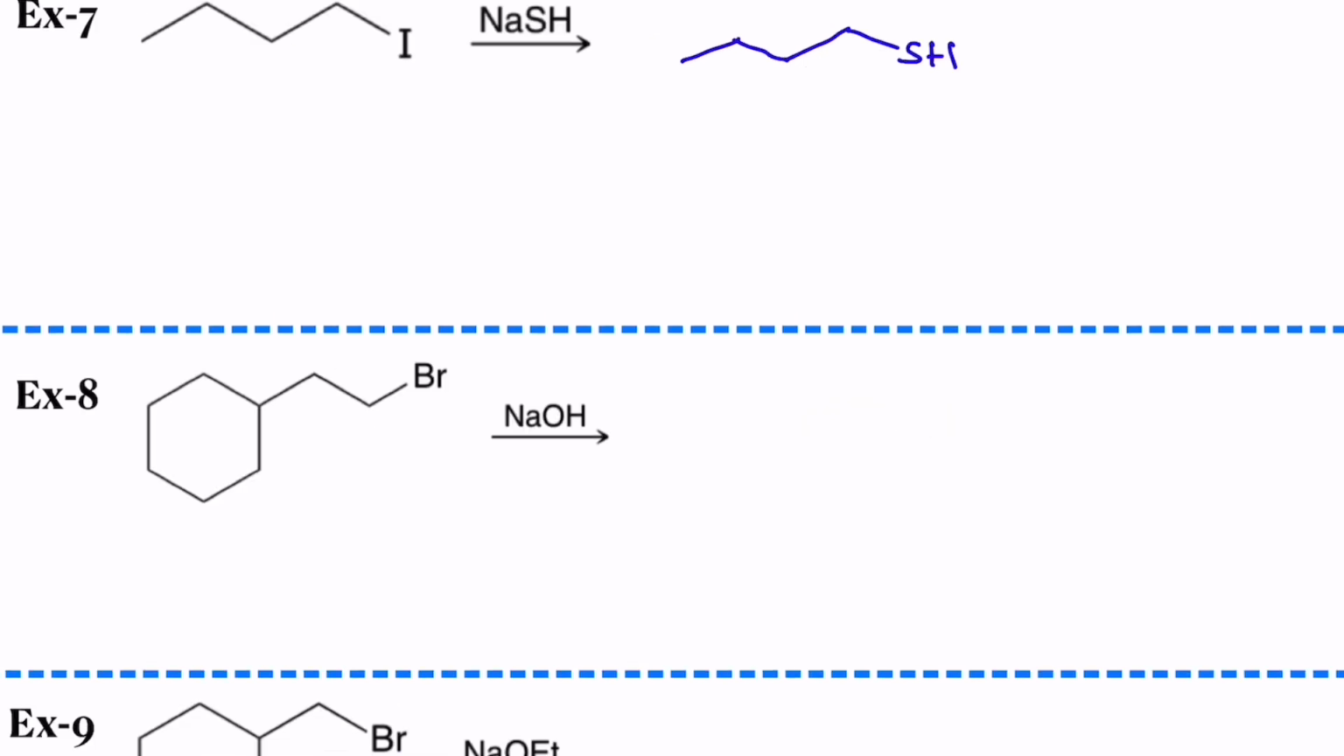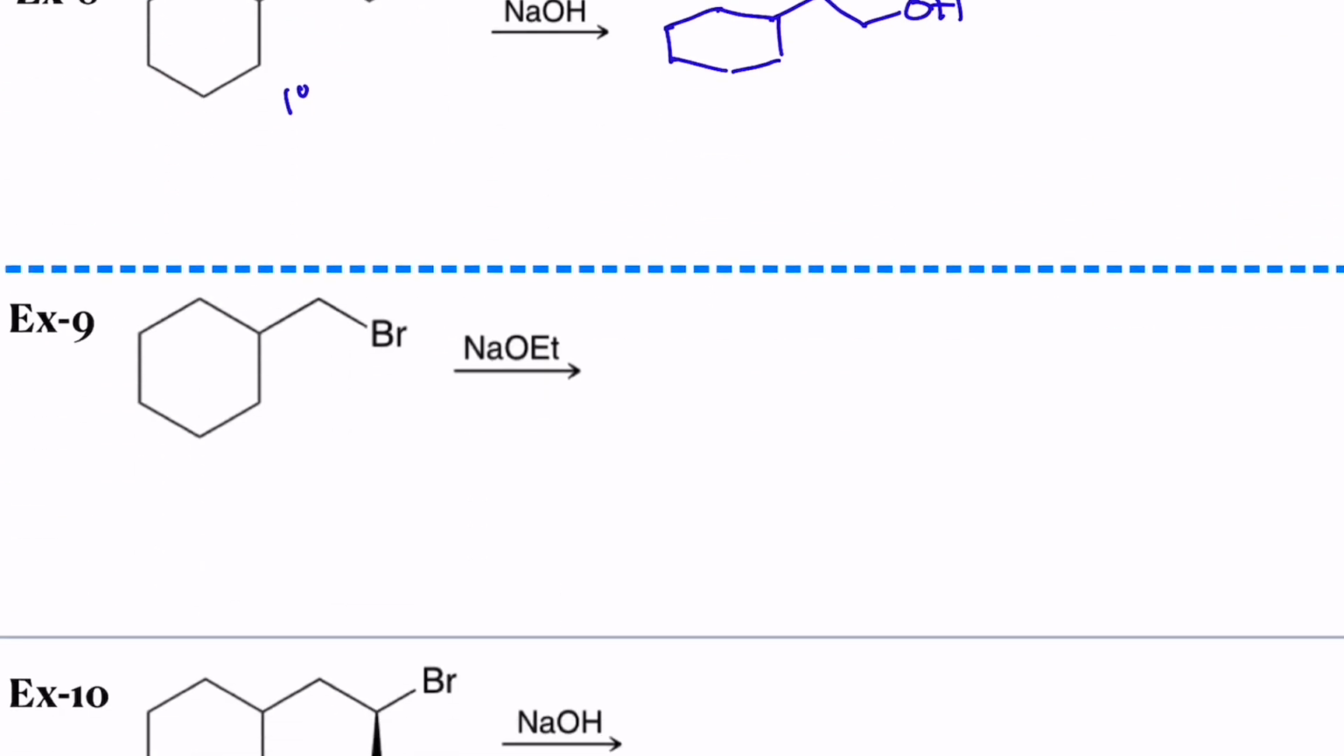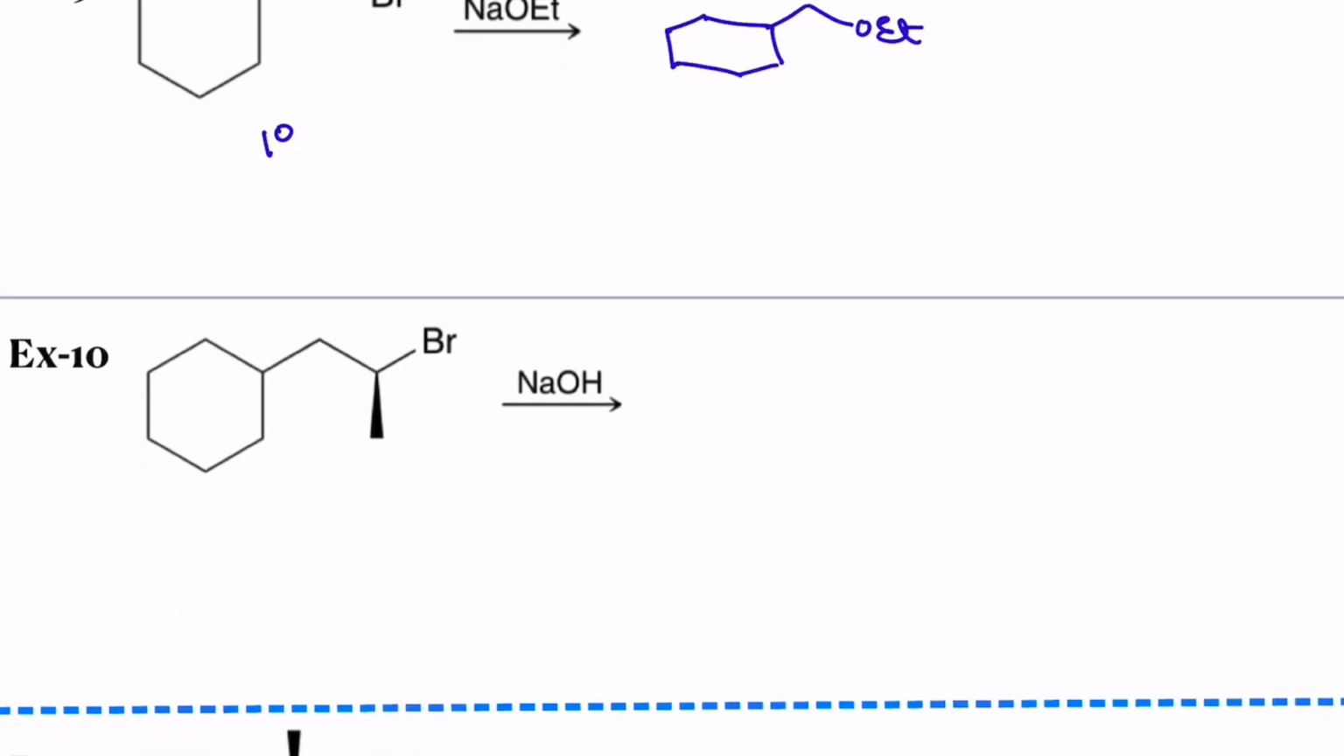Now, let us take example number 8. It is a primary alkyl halide. Conditions are SN2 E2 conditions. In case of a primary alkyl halide under SN2 E2 conditions, SN2 is favorable. Therefore, here the product will be the nucleophilic substitution product. Example number 9. Again it is a primary alkyl halide, NaOEt, SN2 E2 conditions. The major product is the substitution product, nucleophilic substitution.